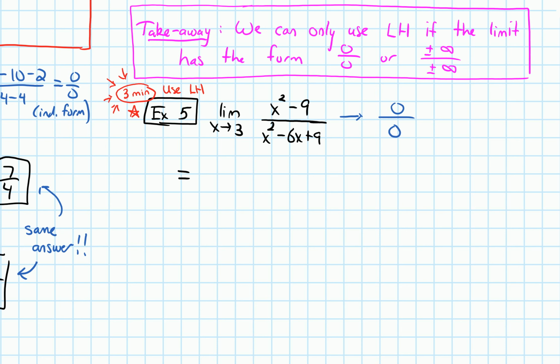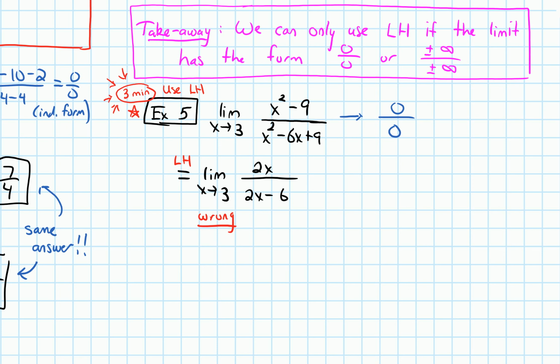So this equals, I write LH, because I'm going to use L'Hopital's. So we have the limit as x approaches 3. Taking the derivative of the top, we get 2x. Taking the derivative of the bottom, we get 2x minus 6. Okay, so first, I'm going to do this wrong and see if you can catch what my error is.